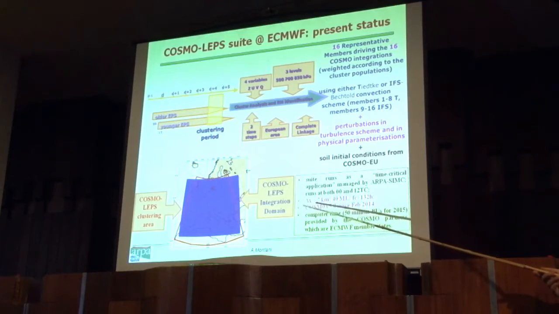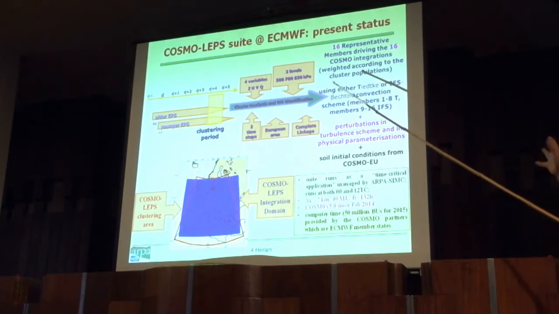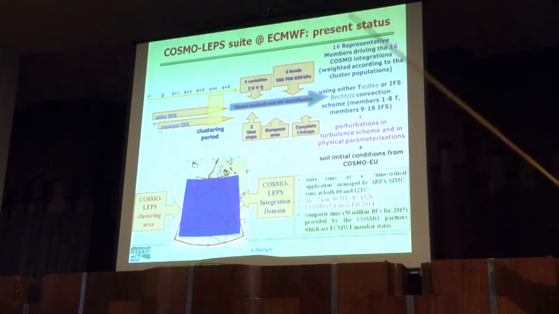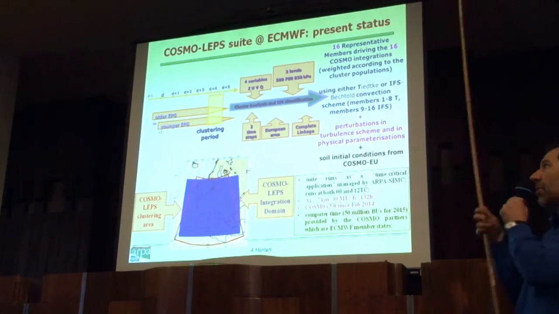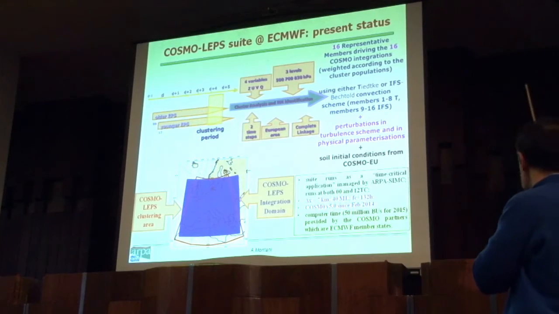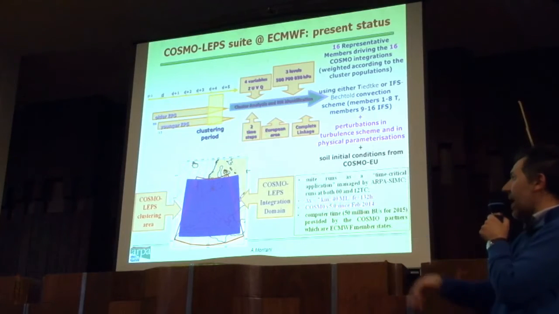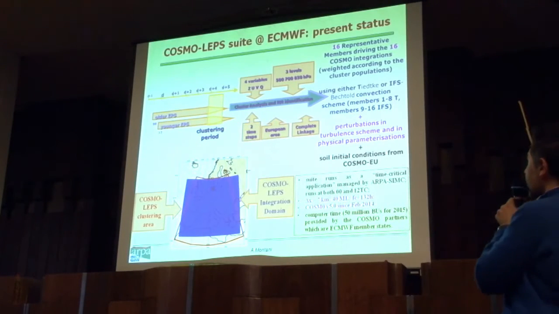The system runs at 7 kilometers of horizontal resolution, 40 model levels, and 5.5 days of forecast range. The suite runs at ECMWF and is managed from Bologna as a time-critical application, which means it has a high priority with respect to other jobs, so that the products can run quickly and can be delivered quickly to the COSMO countries.